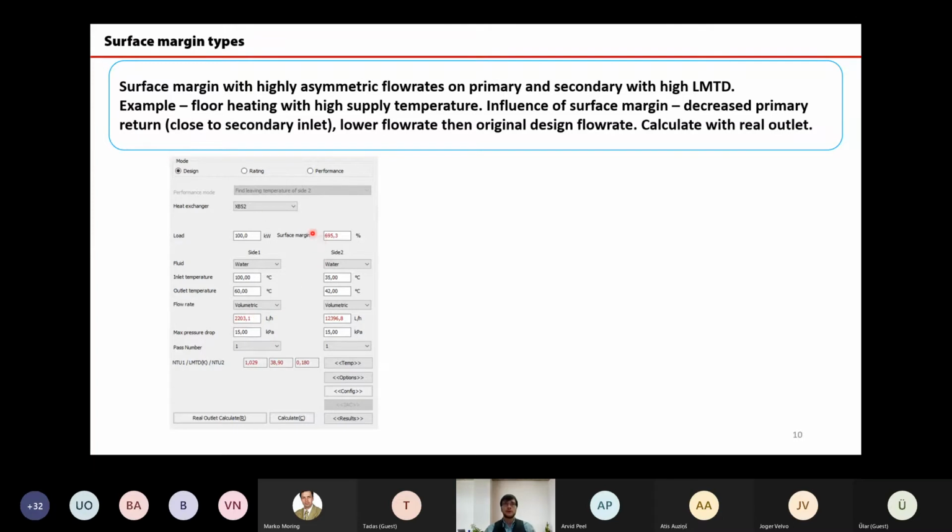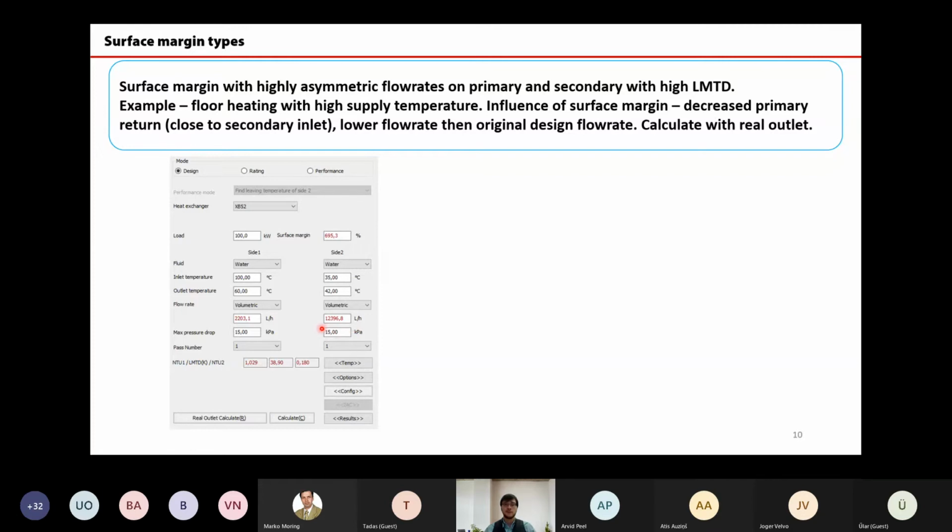And in that case, let's see, I have 695% surface margin for my selection. Why is it happening? Because I have a very high flow rate on the secondary side, and I have just 15 kilopascal pressure drop allowed for this high flow rate.